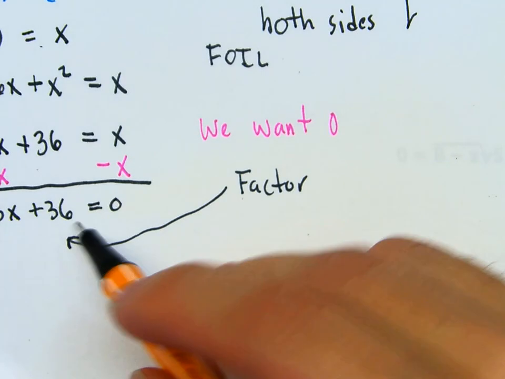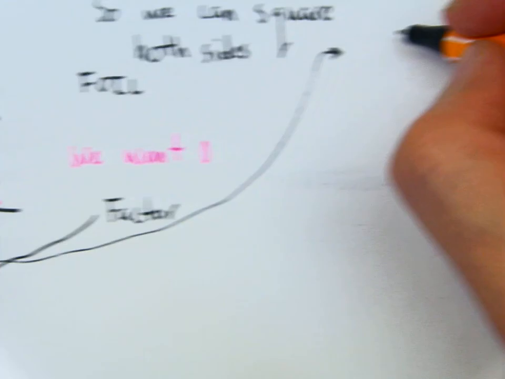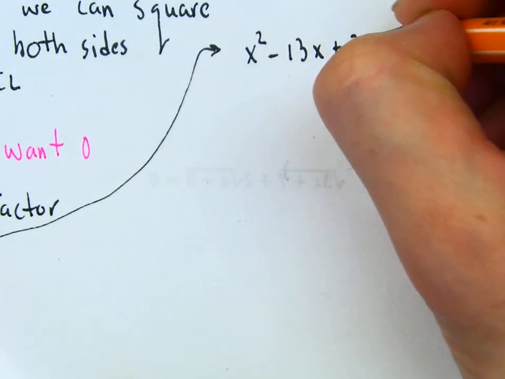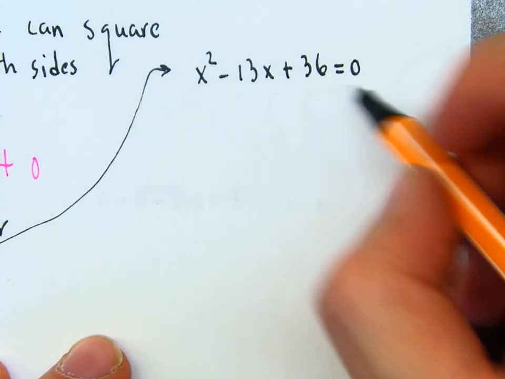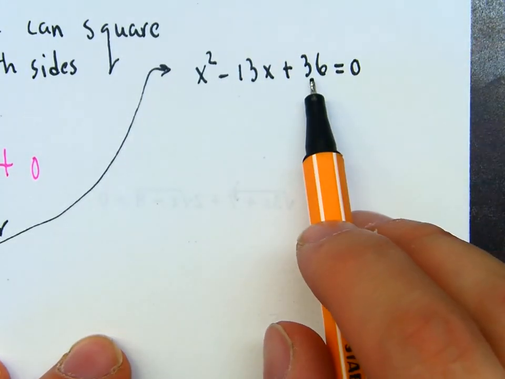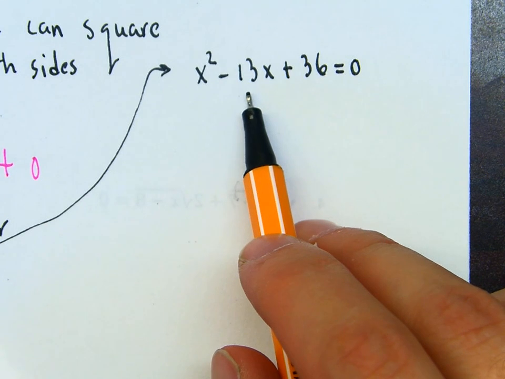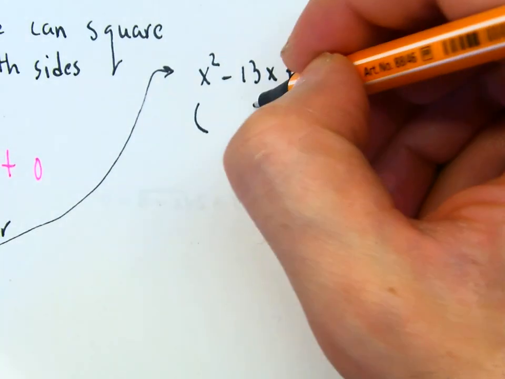And now, for space, let's just put this over here. If I have x squared minus 13x plus 36 equals 0, how does this factor? What two numbers when you multiply give you positive 36, but when you add give you negative 13? Try and find the two numbers, right? Pause the video and try and figure it out for yourself.